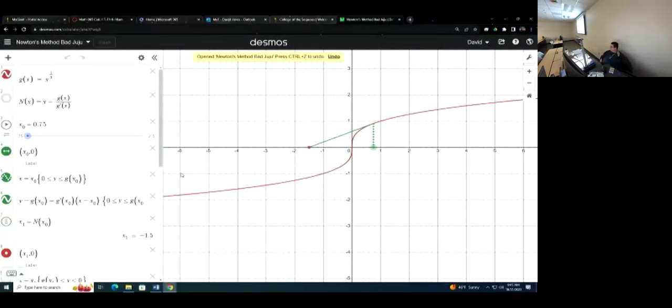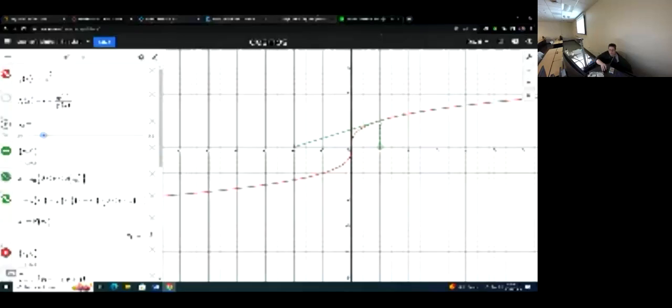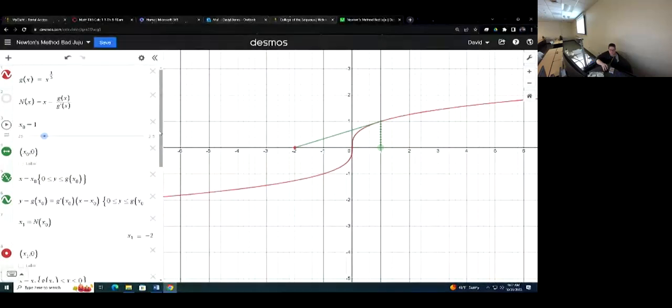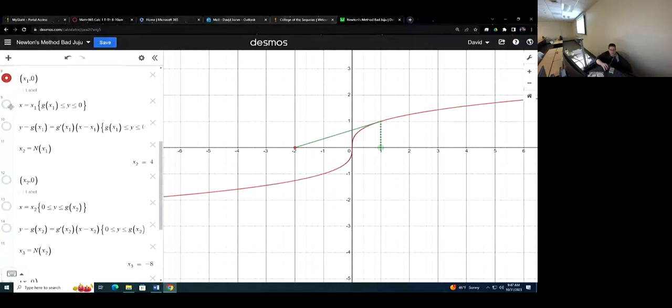So here, this is the function, the cube root of x. And if we start with x sub 0 equals 0.75, or maybe we start with 1. Let's start with 1. We come up here, and the tangent line leads us over to -2. And we do -2. It takes us there. The tangent line takes us over here. And we got a point over there.